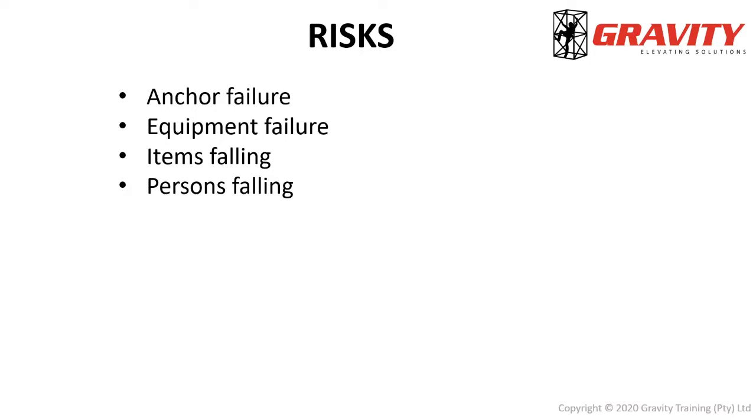The actual anchor system can break or fail or pull out of the material that it's bolted to, which obviously then puts the worker either in a position where he falls, or where he won't be protected in case of a fall. So the second one is equipment failure.